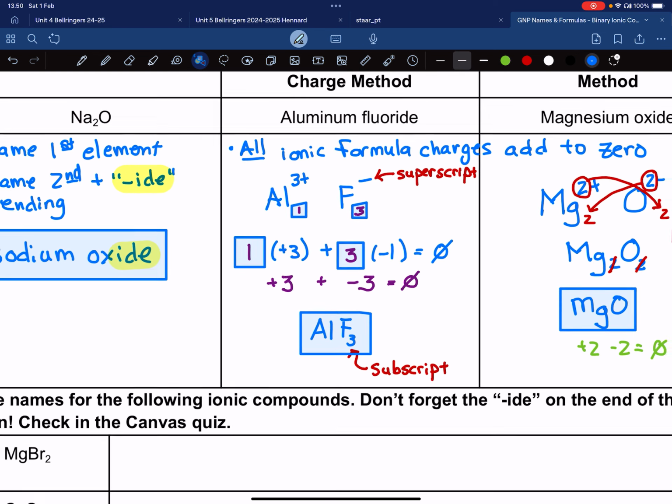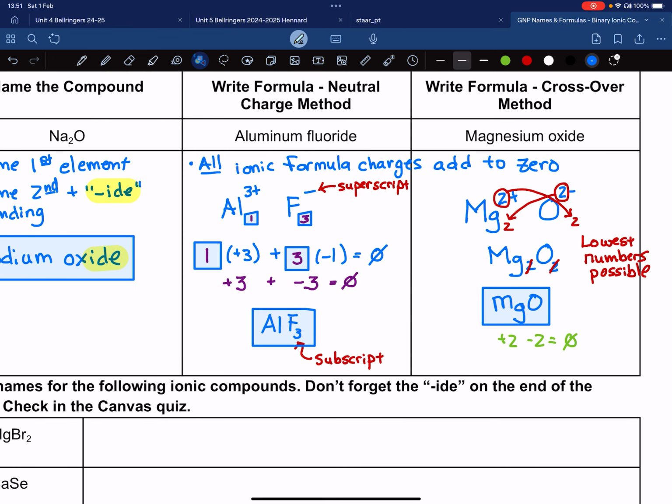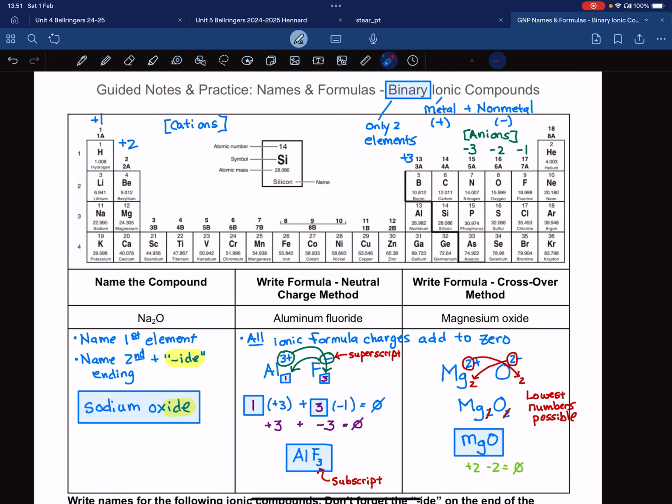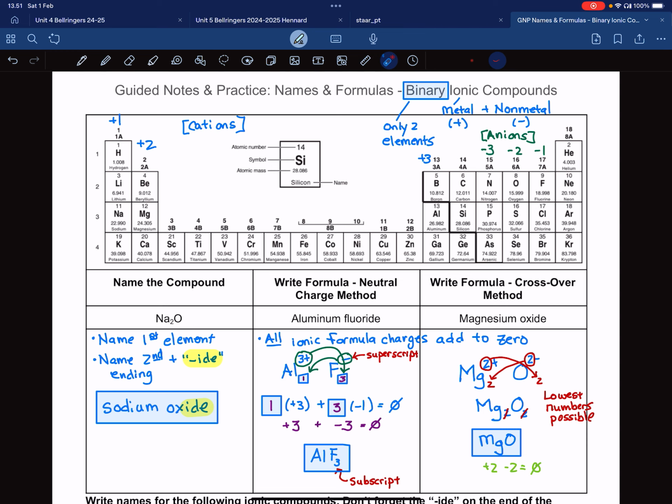Now, just for the purposes of explaining how that crossover method works again, let's take a look at what that would be here. If you were to use the crossover method here, you would have taken the 3 and put it there. That's the 3. Then you would have taken the 1 and put it there. That's the 1. And you would have ended up with AlF3. So it's basically exactly the same thing.